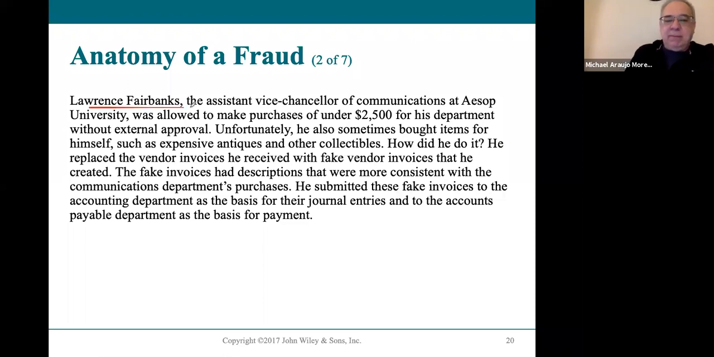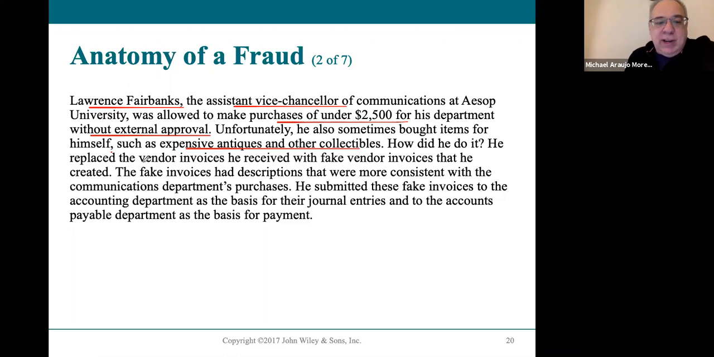Here's Larry. I'll do another one with you. Larry was an assistant vice chancellor, that's pretty high up, like a VP, right? Communications at ASOP University. And he was allowed to make purchases of $2,500 without approval, which means his signature was good enough. Unfortunately, Larry liked antiques himself and bought a lot of them. Lucky Larry, right? How did he do it?